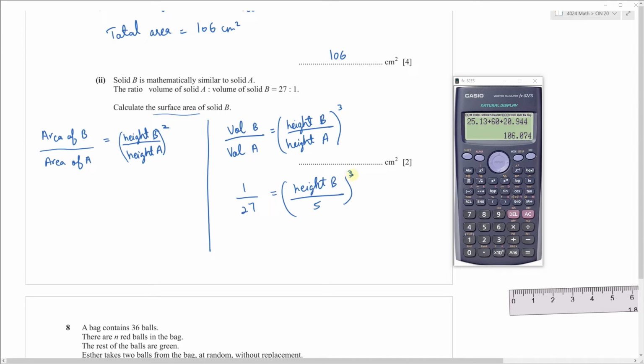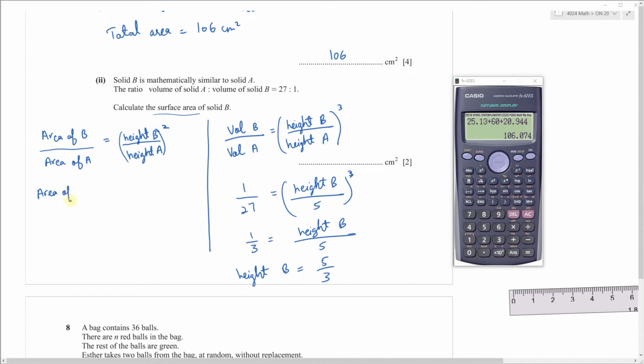And if I take the cube root on both sides, the cube root of 27 is 3, the cube root of 1 is 1. So this will become 1 over 3 equals height of B divided by 5. And this will give you height of B as 5 over 3. So now let's use this in this equation to calculate the area of B.